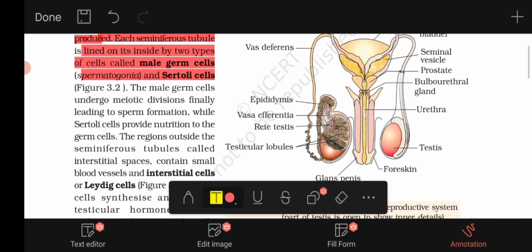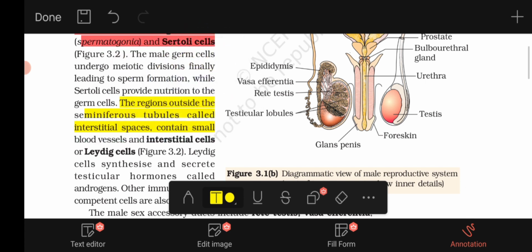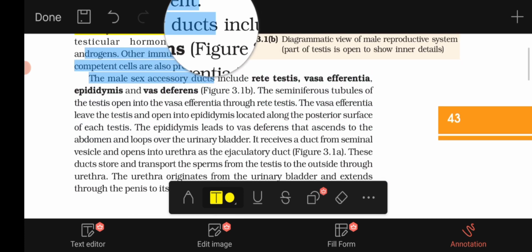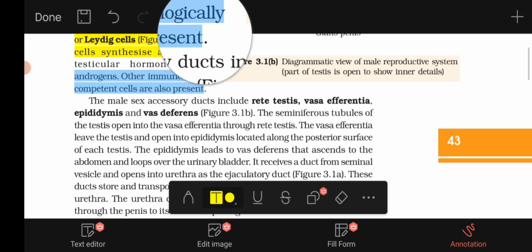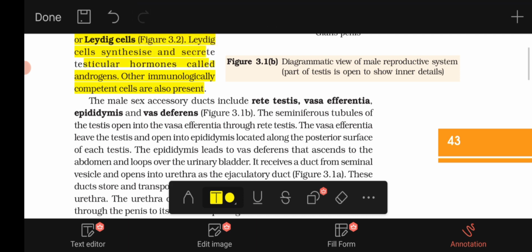The region outside the seminiferous tubule is called the interstitial space, containing small blood vessels, interstitial cells, also called the Leydig cells, and there are certain immunocompetent cells, immunologically active cells, also called macrophages or phagocytic WBCs and all. And these Leydig cells or the interstitial cells synthesize and secrete testicular hormones called androgens.